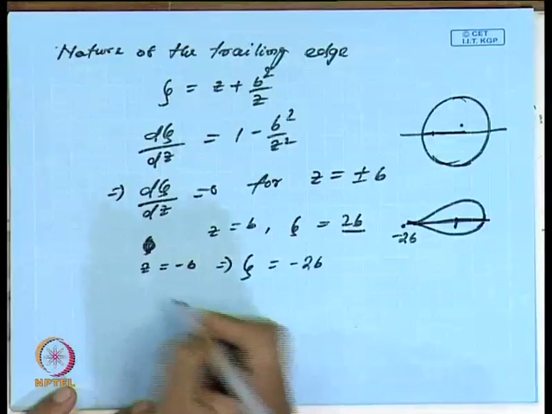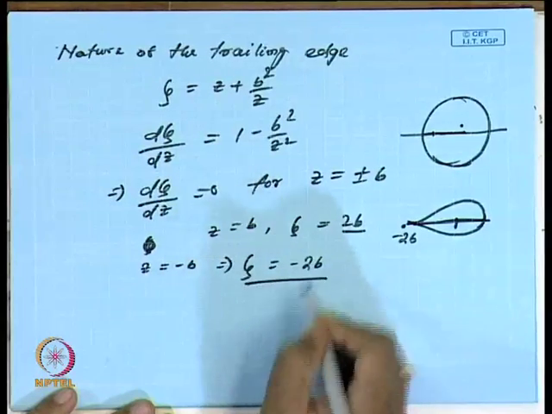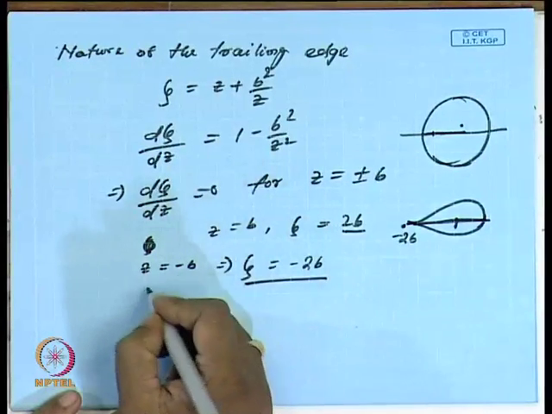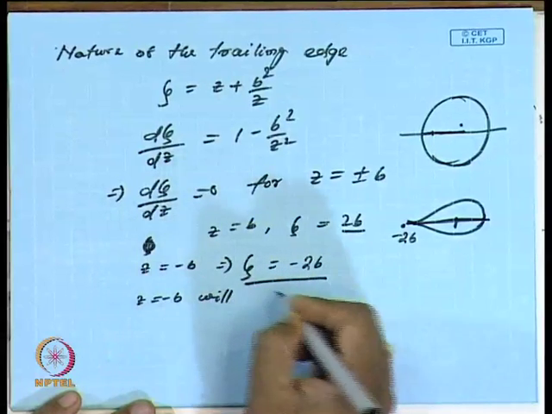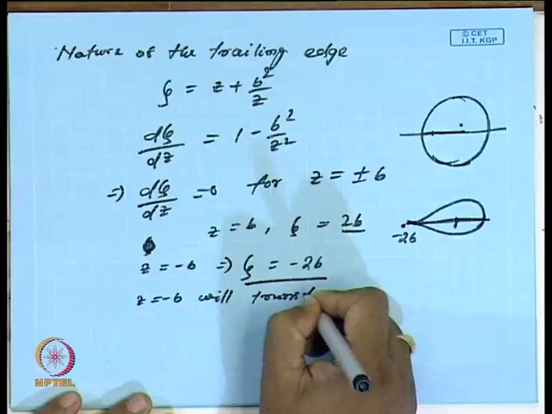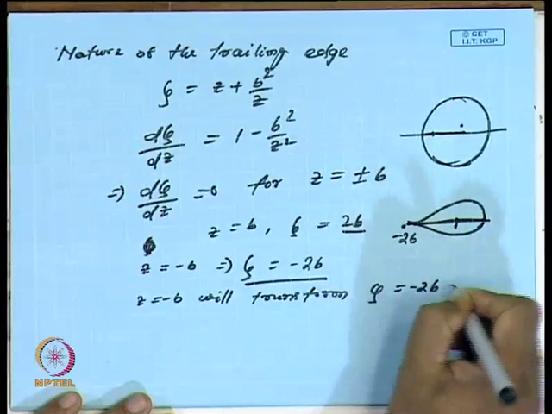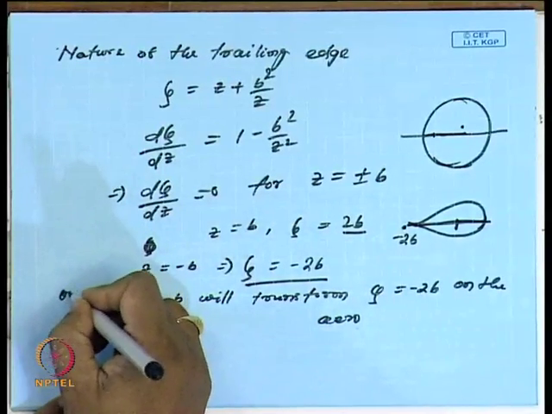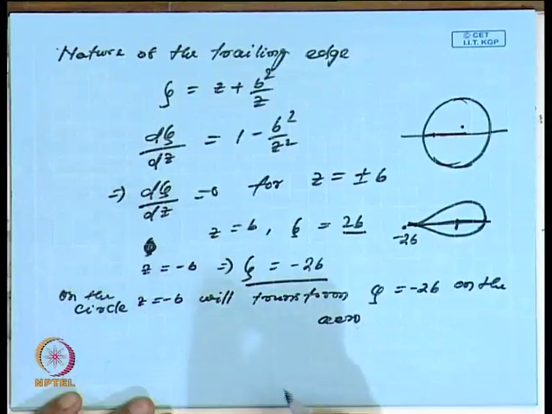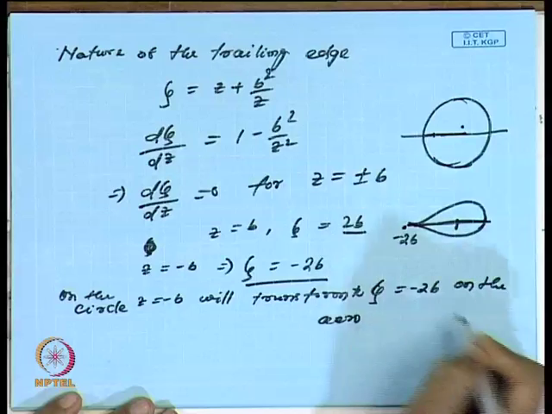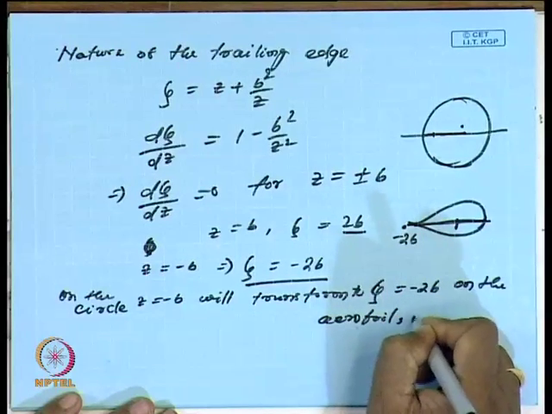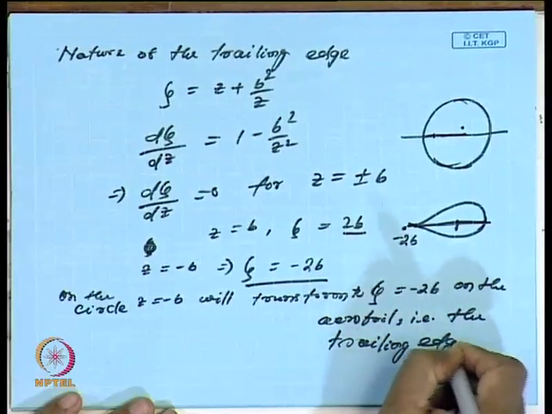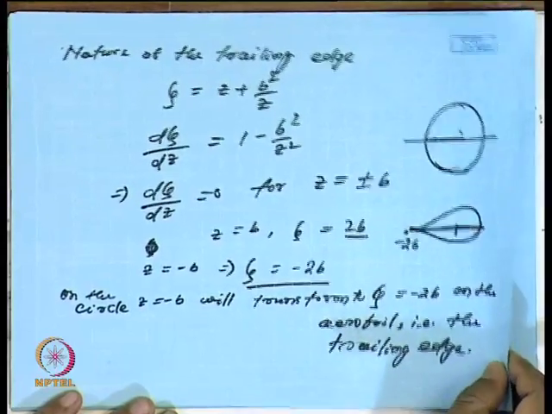So, that means the trailing edge: the point z is equal to minus b on the circle will transform to zeta is equal to minus 2b on the aerofoil, and that is the trailing edge. And now, I will look at how this will behave near the trailing edge.